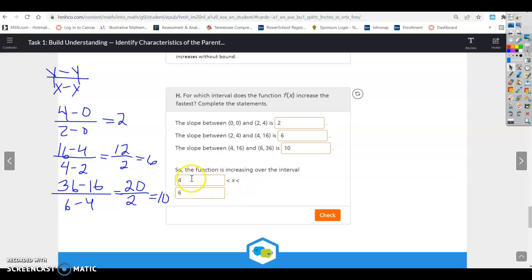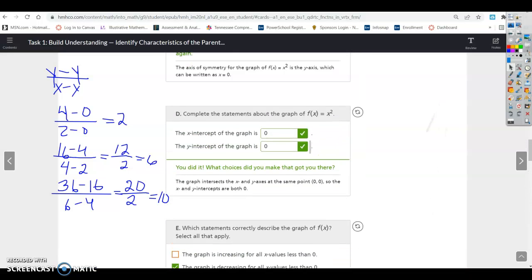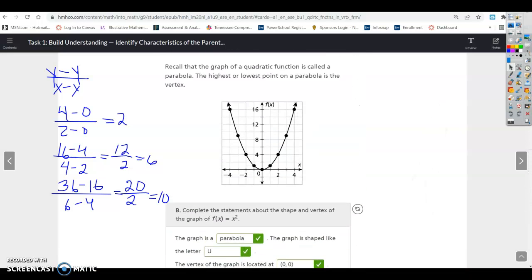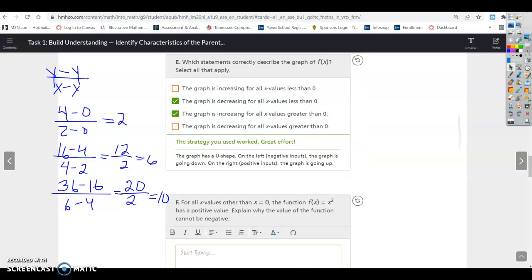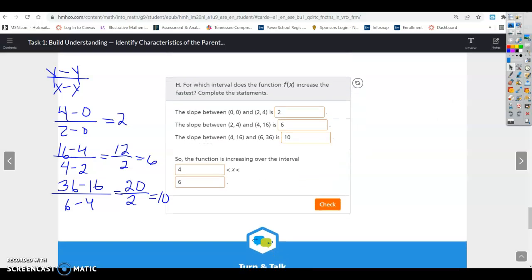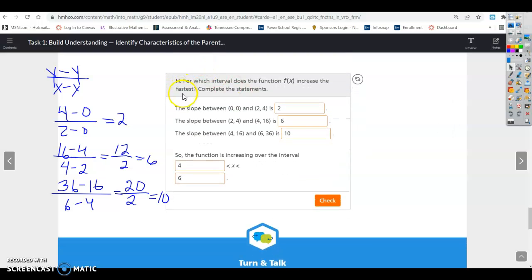Okay, so the function is increasing. It's actually increasing the whole time. From 0 to 36, if you go back up, you'll see that it is increasing this whole time on this side of the graph. But the question asks us which interval increases the fastest.